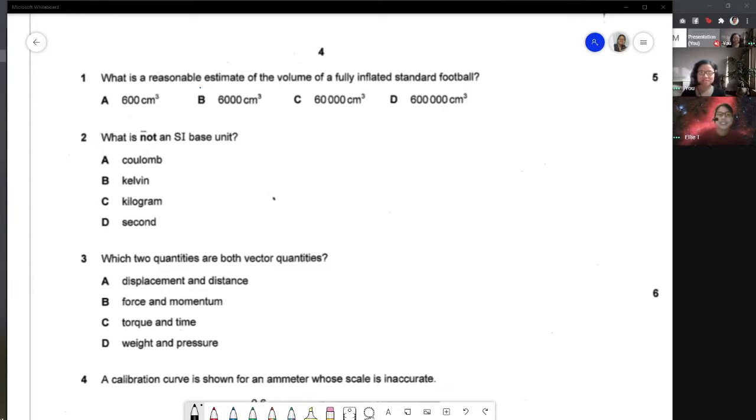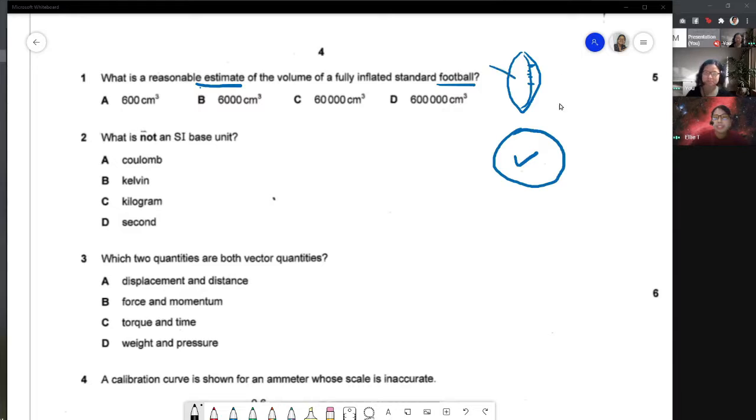Okay, so let's start with question 1. Miss Ellie, what is a reasonable estimate of a football? Actually, when I saw football, I was thinking, do you mean the American football or the round one where people kick? I was confused for one moment. Then I realized, okay, this is UK, right?